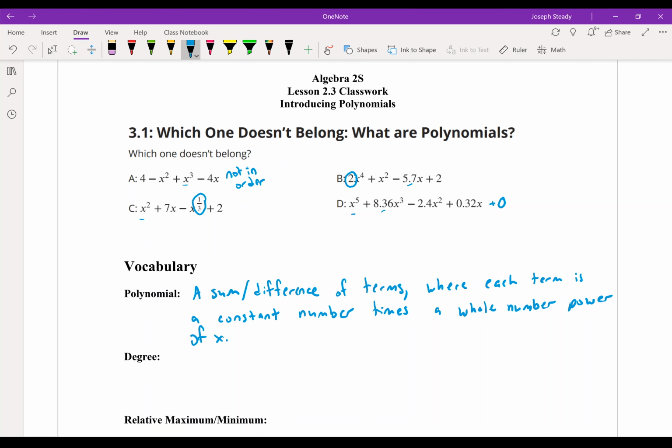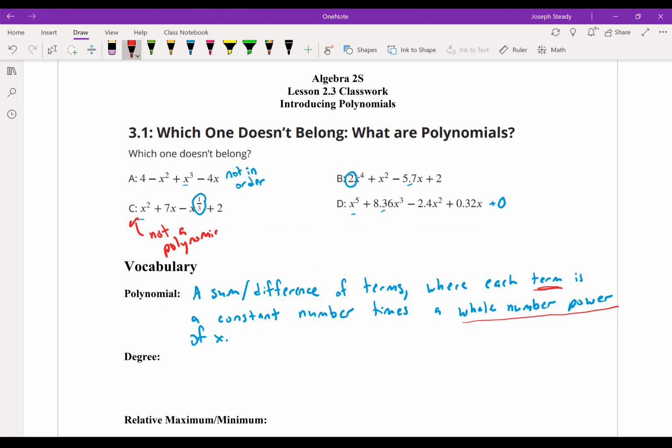So what does that mean? First of all, we're adding or subtracting a bunch of these terms together. Term is just a word for things that are being added or subtracted together. But what do each of those terms have to look like? Well, they are a number times x, where that x is being raised to a whole number power. That is really the important part here. So that means if we look back up here, option C is actually not a polynomial.